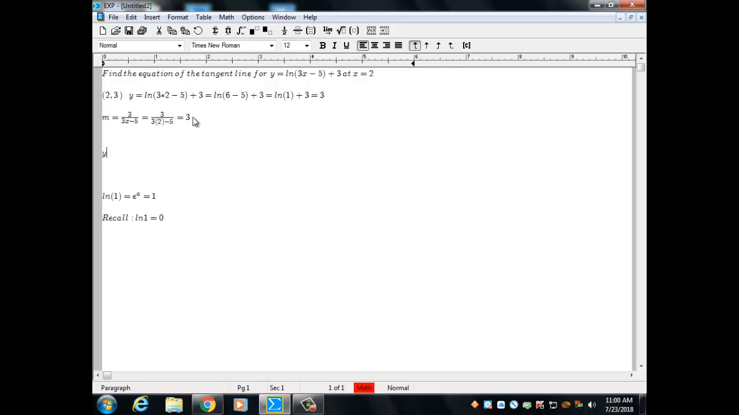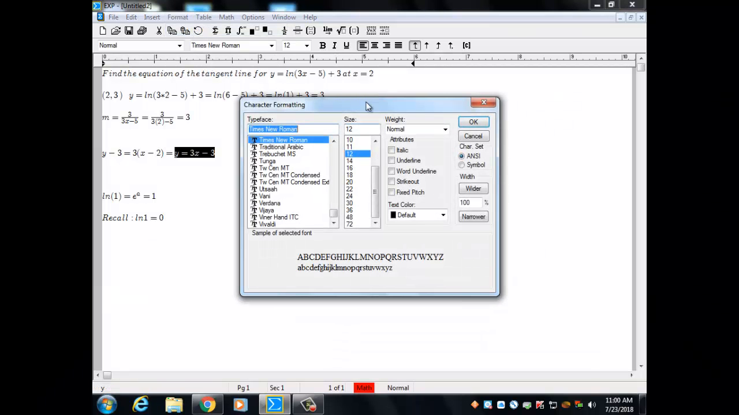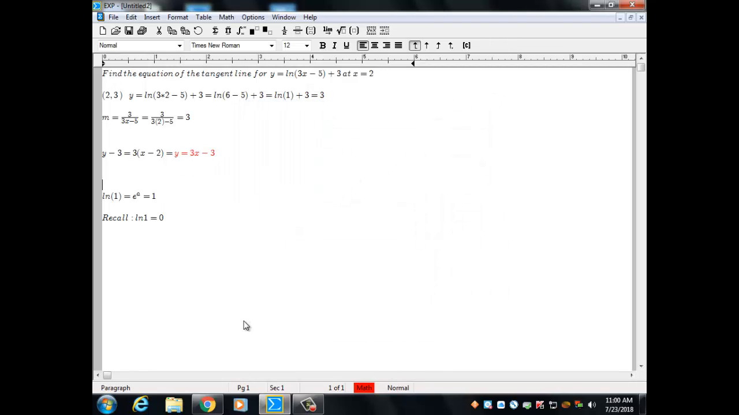All right, so we got y minus y1 equals m times x minus x1. Which gives me a final result of y equals, I'm just going to finish this up. This is 3x minus 6. We'll add the 3 over. We'll get 3x minus 3. Does that make sense? And that is your final answer.